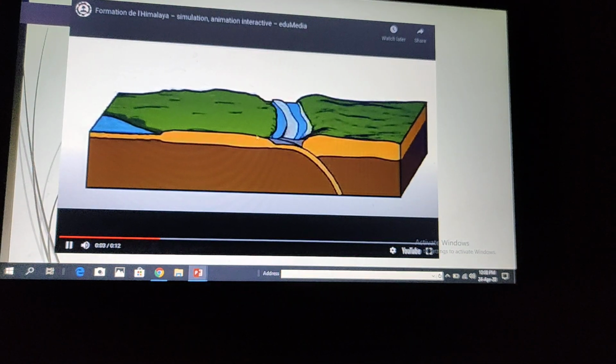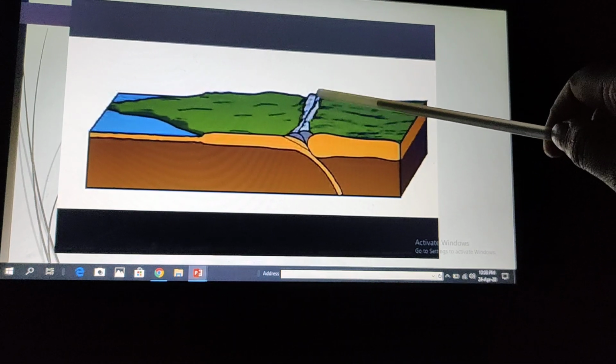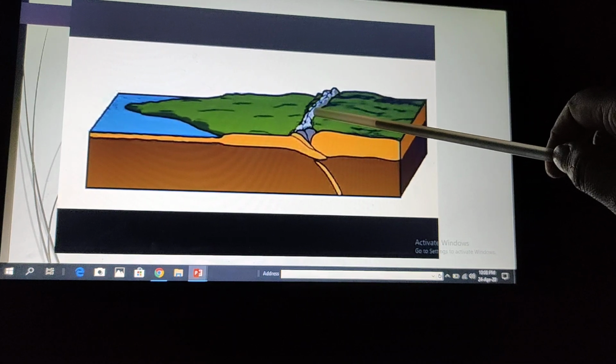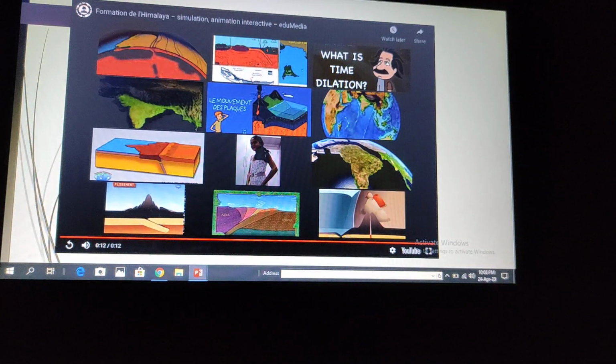So this is how you can see the movement of the Indian plate and its collision with the Eurasian plate, and the sediments got uplifted and folded to take the shape of the mountain. So this is how the Himalayas were formed.